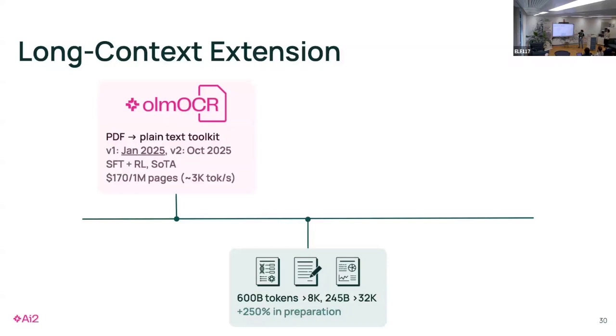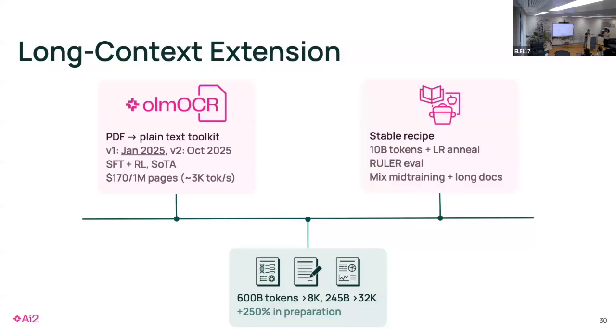Armed with that, we created a new corpus of about 600 billion tokens above 8K sequence length and 245 billion tokens above 32K sequence length. We have an improved version that is coming out soon that will have even more tokens. This is really crucial for iterating on these recipes.